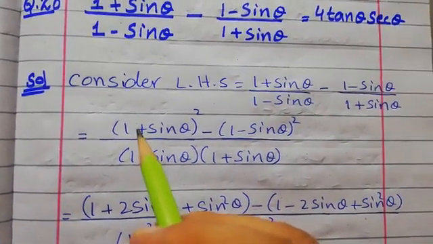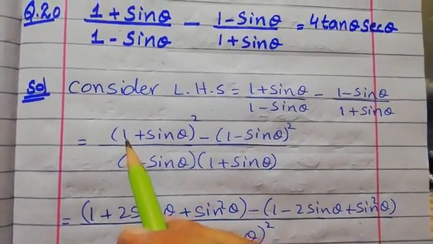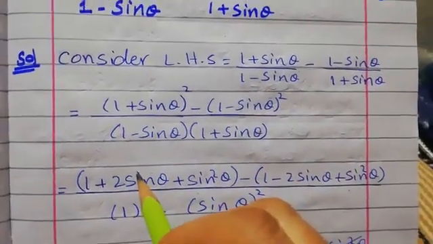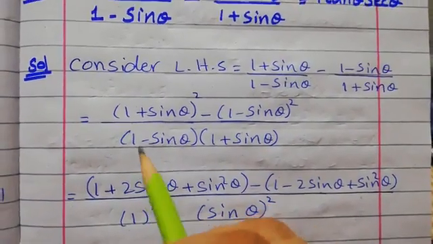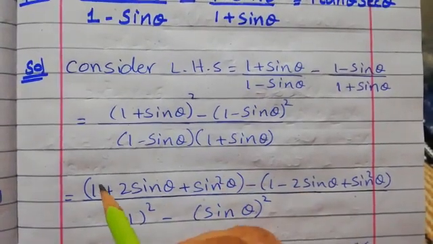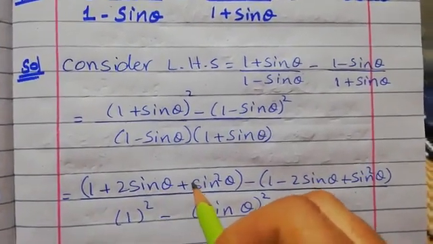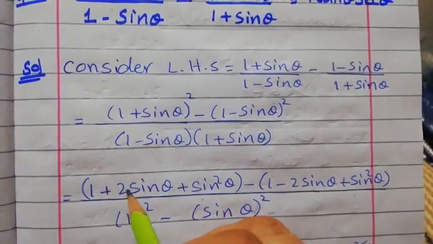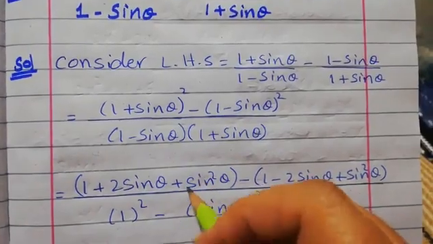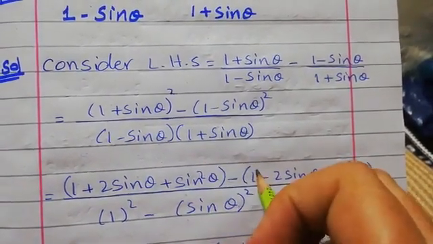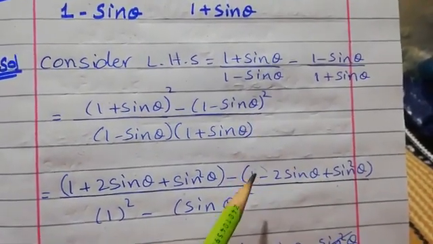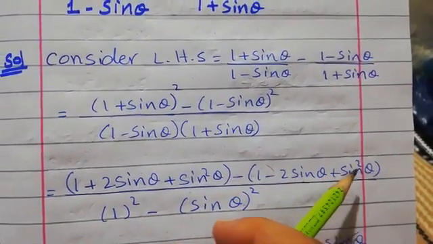Dear students, you know that now we have two formulas, (a plus b) whole square and (a minus b) whole square. According to this we will use the formula, and then we get 1 plus 2 sine theta plus sine square theta, meaning a square plus 2ab plus b square, minus a square minus 2ab plus b square. According to this we get 1 minus 2 sine theta plus sine square theta.